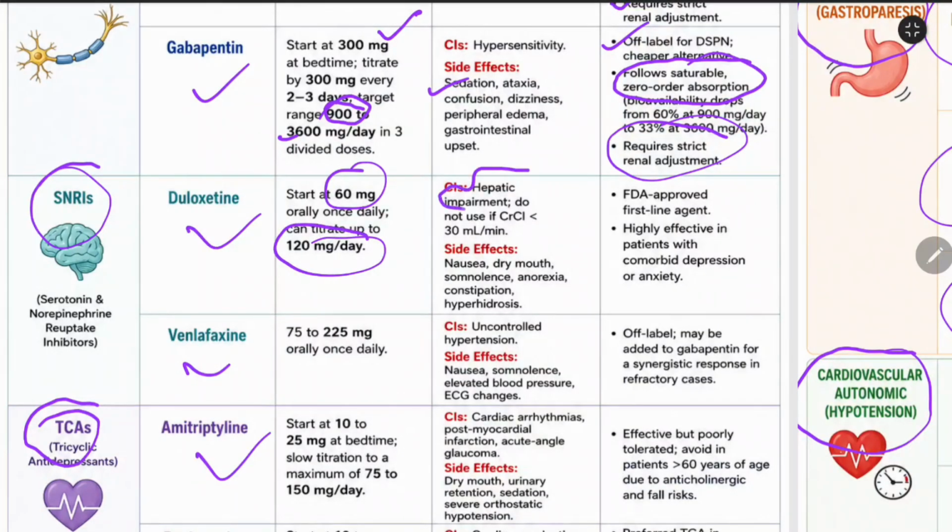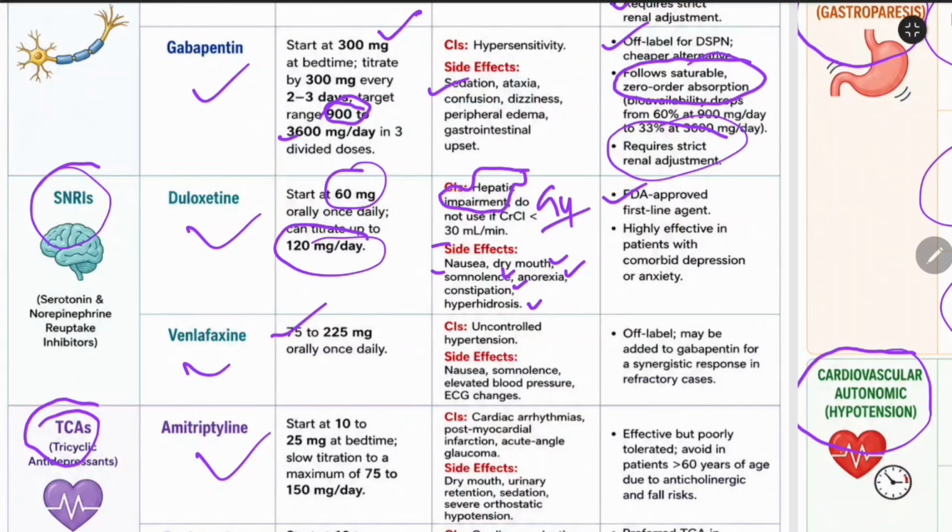So in hepatic impairment and renal impairment, you should decrease the dose. Do not use if the patient has G4 category of CKD. Side effects are nausea, dry mouth, somnolence, anorexia, constipation, hyperhidrosis. All these are side effects. So this is an FDA approved first line agent, highly effective in patients with comorbid depression and anxiety. So pregabalin and duloxetine are highly used for diabetic neuropathy.